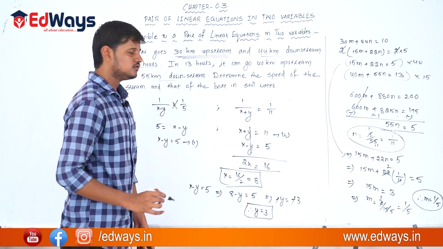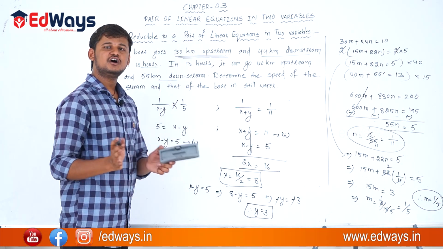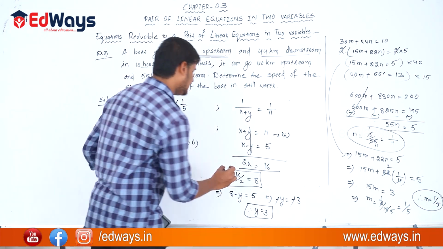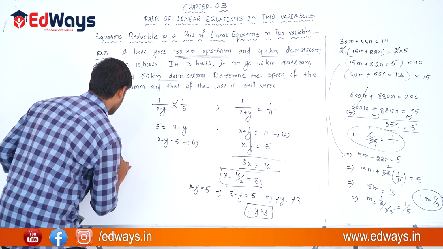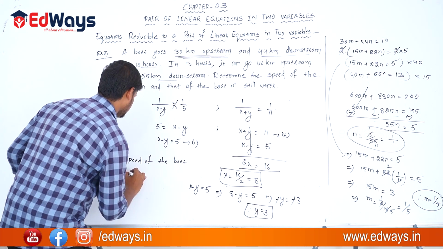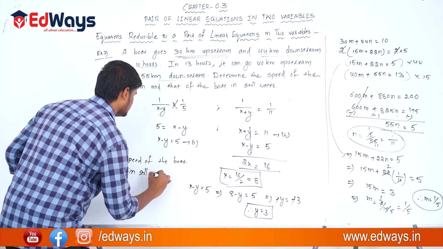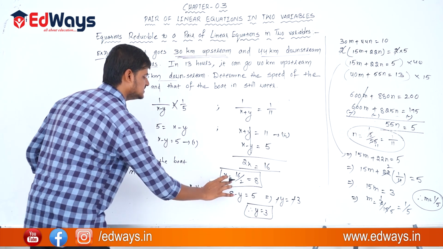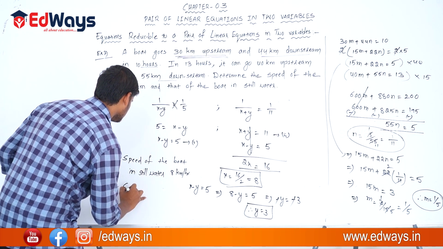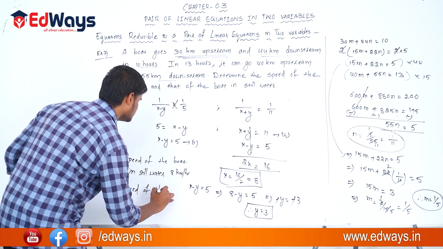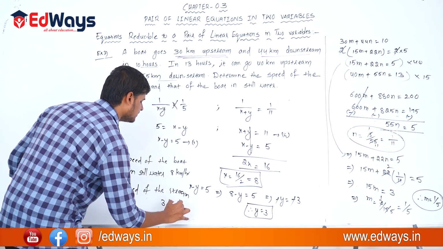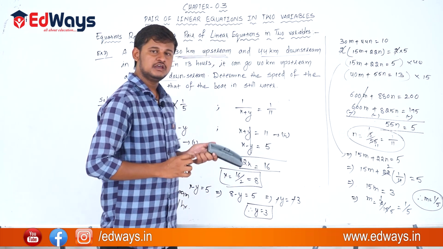So what are x and y now? x is, we assumed, the speed of the boat in still water. Therefore the speed of the boat in still water is 8 kilometers per hour, and the speed of the stream is the y value we got, 3 kilometers per hour. So that is how we find the values of x and y.